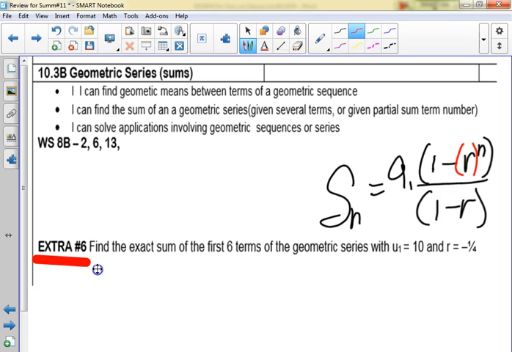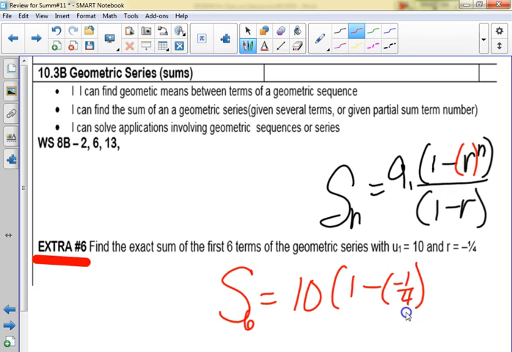Let's do this extra problem first. Find the exact sum of the first 6 terms of the geometric sequence with this. Oh, how nice. Didn't they give us everything we need? So the sum of 6 terms, where the first term is 10 and r is -1/4. Please type. Because this is the exact question everyone gets wrong. When there's a negative and a fraction, people forget all the extra parentheses or try to shortcut something. What is n, by the way? 6. Okay, be careful.